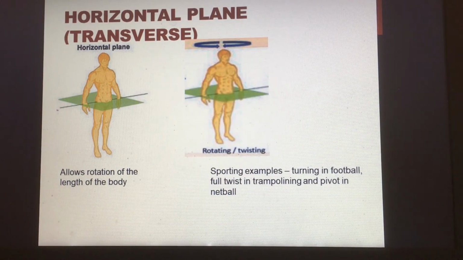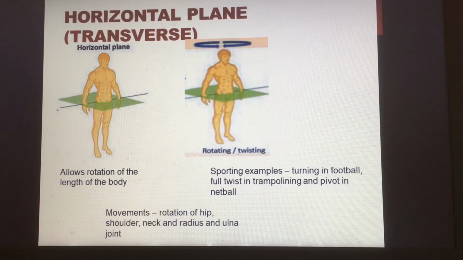It could be when you do a turn in football, so you change direction, or a pivot in netball because you're turning your body. Okay, and it allows rotation at the hip, rotation at your shoulder joint and neck, and also at the radius and ulnar joints. Okay, so just a small amount of rotation can occur in those joints, or a full rotation of the whole body, or a part rotation of the whole body.